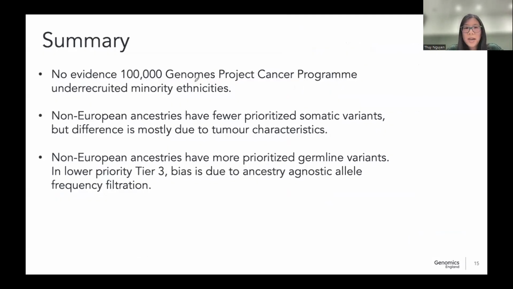Right, to sum it up, 3 main takeaways. First is that the 100,000 Genomes Project Cancer Program is probably representative of England, and there wasn't any sign of under-recruitment of minority ethnicities. The second is that you'll find differences between ancestries in the somatic variant prioritization pipelines, but that'll be down to tumor characteristics. And the third one is the most important one. You also see ancestry differences in the germline variant pipelines, but these differences are due to bias within the pipelines themselves.